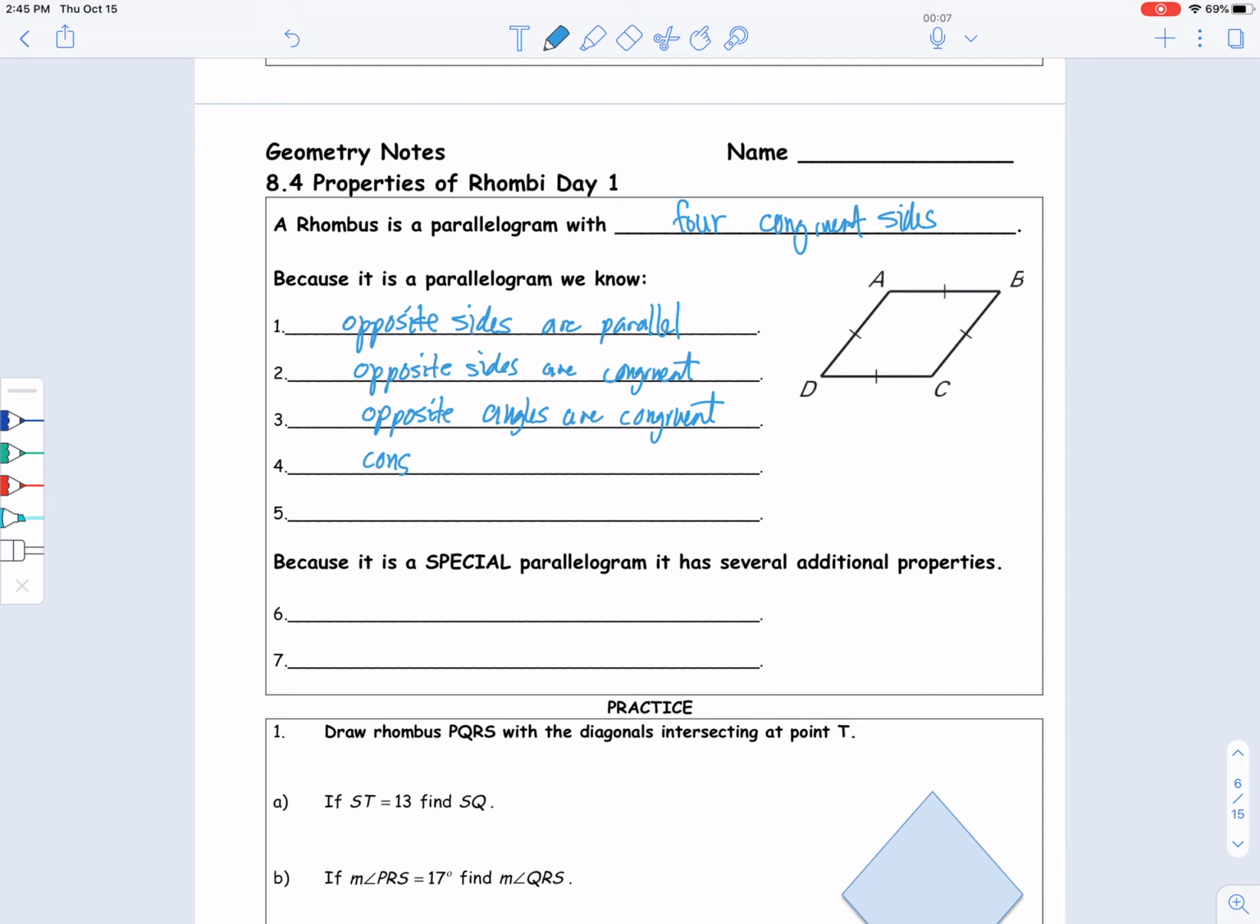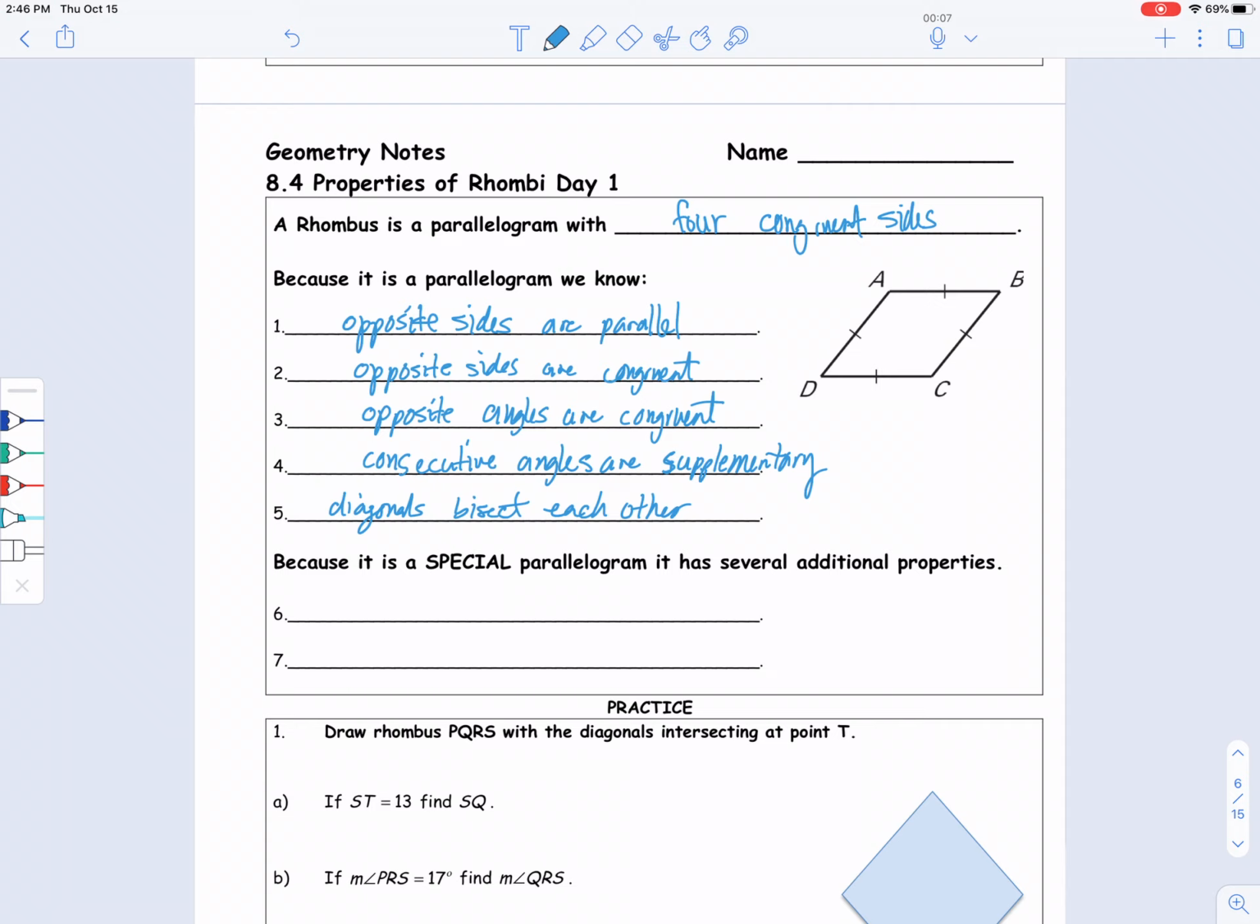Consecutive angles are supplementary. And finally, the diagonals bisect each other. Okay. So these are all properties we've talked about for a parallelogram in the past.